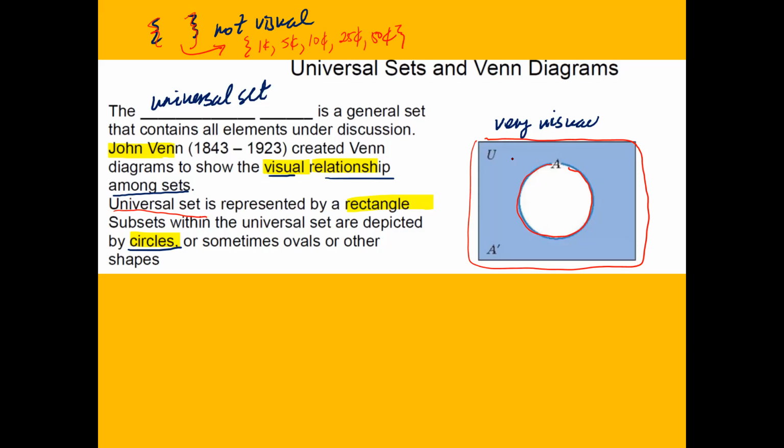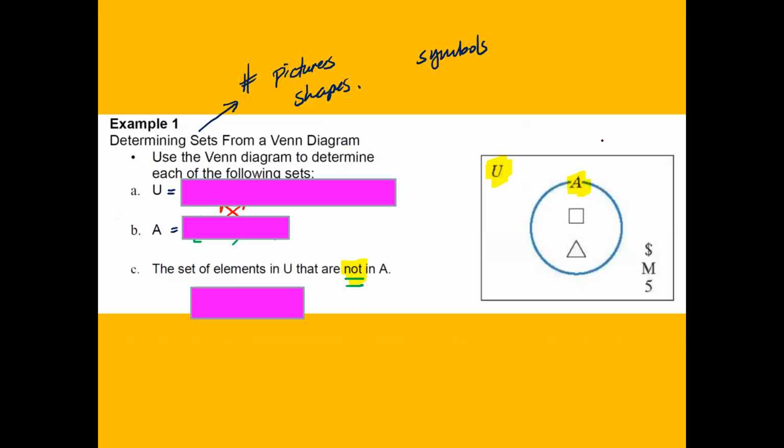Whereas with a Venn diagram, it is very visual. Example 1, determine the set from a Venn diagram. Use a Venn diagram to determine each of the following sets.